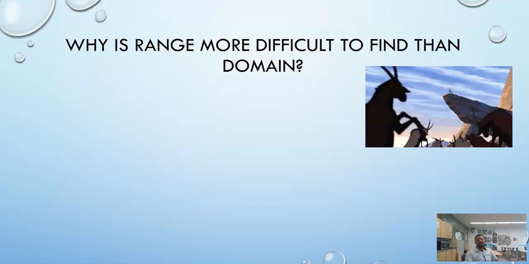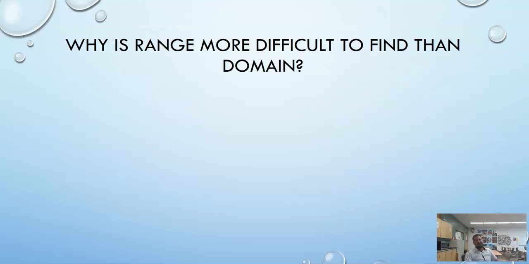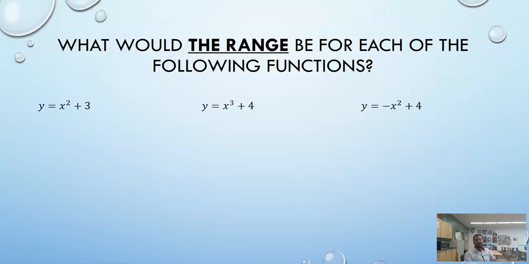The reason why the range is so much more difficult to find than the domain is because there are not set rules. I can't just set the bottom of something equal to 0, and I can't just take a square root and set whatever is underneath it greater than or equal to 0. So when we're looking at range, and it doesn't happen nearly as often, just take a look at the graph and see if you can tell what the range of the function is.